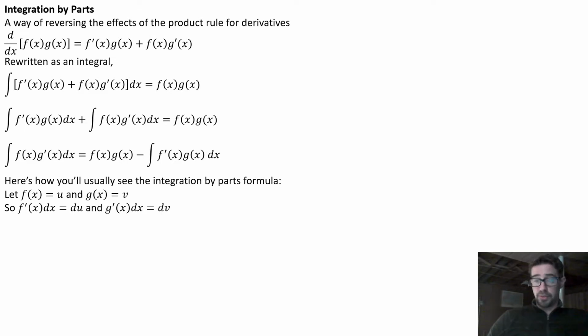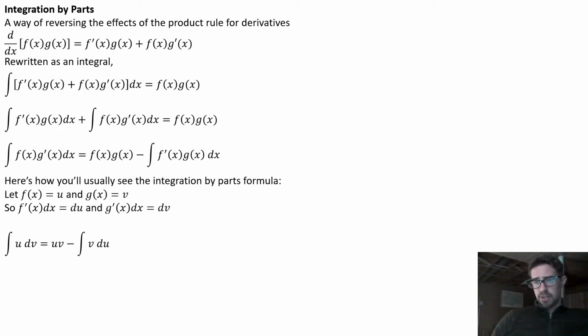Remember, if u is a function of x, the definition of du, the differential of u, is f prime of x times dx. So that's how you'll see it. The integral of u times dv equals uv minus the integral of v du.